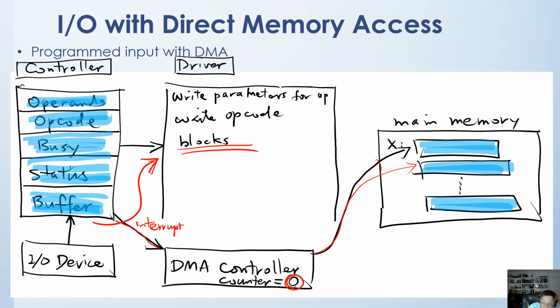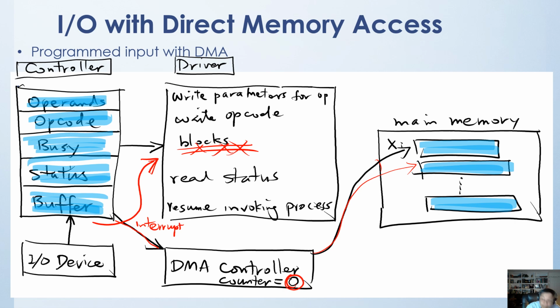Okay, and then the CPU is going to unblock the process running the driver. So then you're going to read the status, and then resume the invoking process. So that process is actually running the driver. Okay.